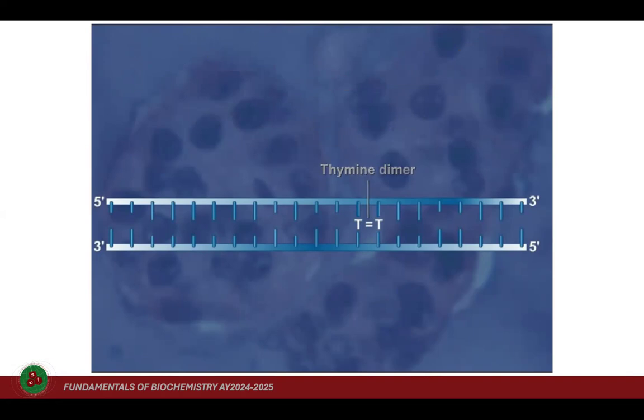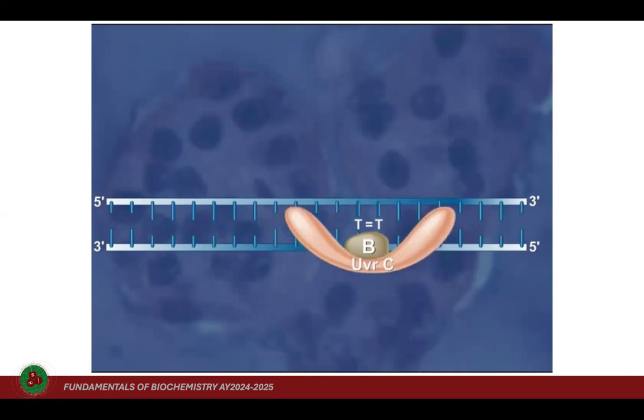The process begins with the loading of a protein trimer onto the DNA double helix. This trimer consists of 2 UVRA molecules and 1 UVRB molecule. This trimer moves along the DNA, scanning for damage that distorts the double helix. When the trimer encounters DNA damage such as a thymine dimer, it stops. The UVRB protein remains at the damaged site, while the 2 UVRA proteins are released. UVRC then binds to the site and makes 2 cuts on the damaged strand. Both cuts are several bases away from the damaged site.